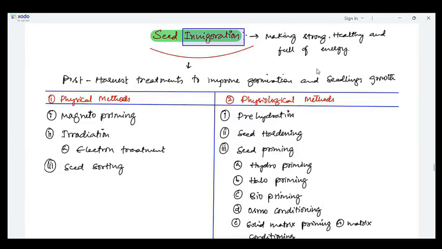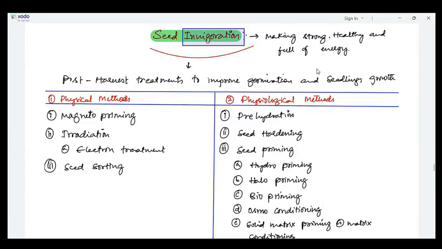If I talk of physical methods, there is magnetopriming. Treating the seeds with a magnetic field will activate the enzymatic system, and this is how it influences germination. And irradiation, which is by electron treatment, has a similar effect. We also do manual seed sorting, which will improve germination.